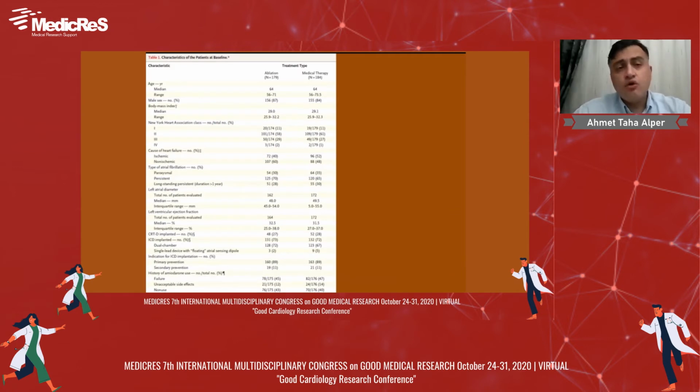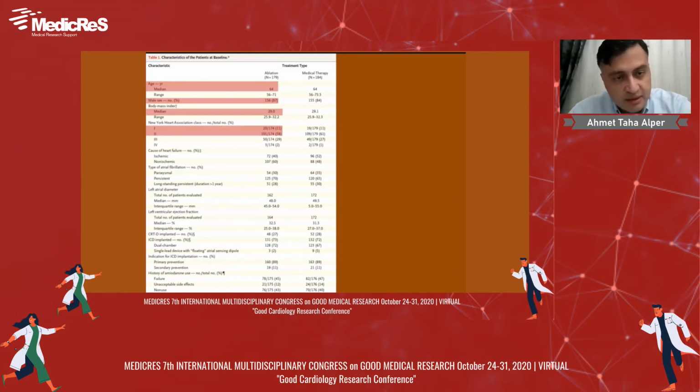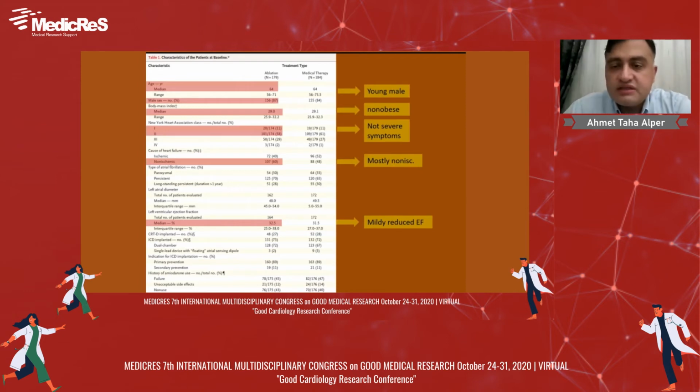But the question is, who were these patients? I mean, we should focus on those who were enrolled in the CASTLE-AF trial. Median age was 64, mostly male patients. Median body mass index was 29, and mostly New York Heart Association class 1 or 2 patients, mostly non-ischemic, and the median ejection fraction was 32. So they were young male, non-obese patients with not severe symptoms, mostly non-ischemic, and with mildly reduced ejection fraction.